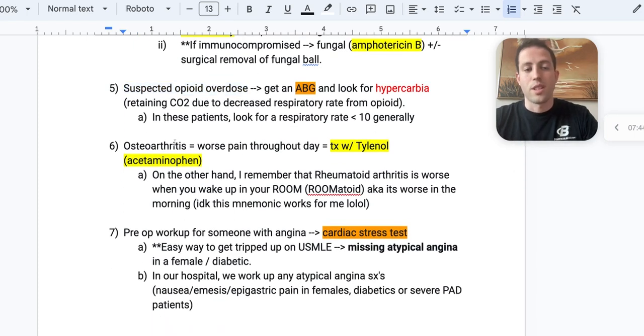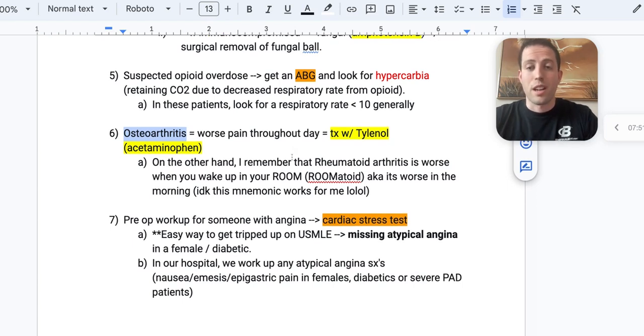All right, number 6 here, osteoarthritis. How do you treat it? You want to treat with Tylenol, aka acetaminophen. And you guys might have kind of caught on to this so far, but everything in this document that's yellow is a treatment. Everything that's orange is going to be a diagnostic criteria or a diagnostic tool.